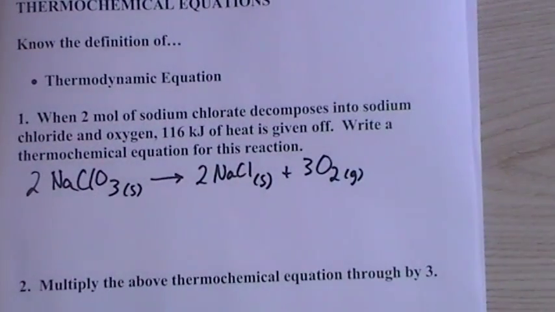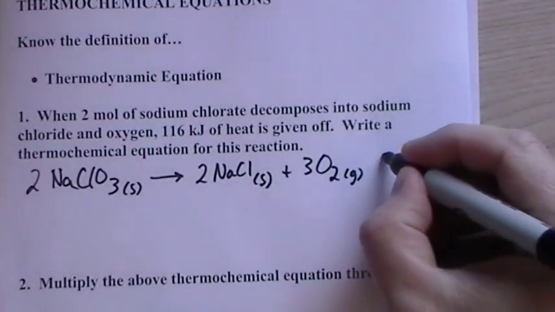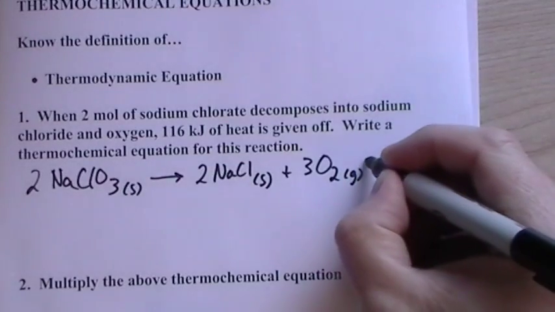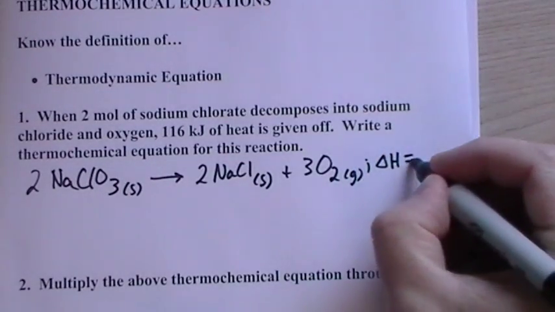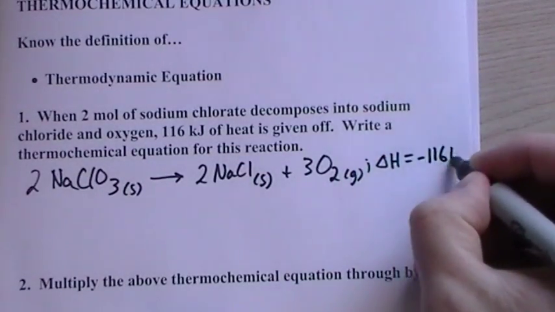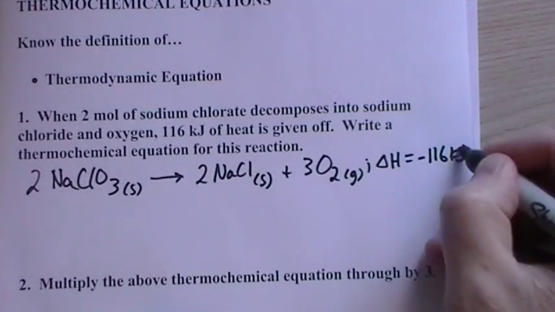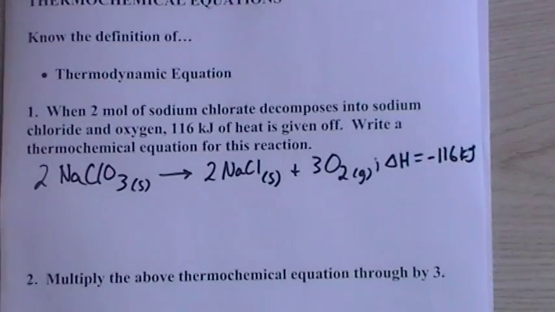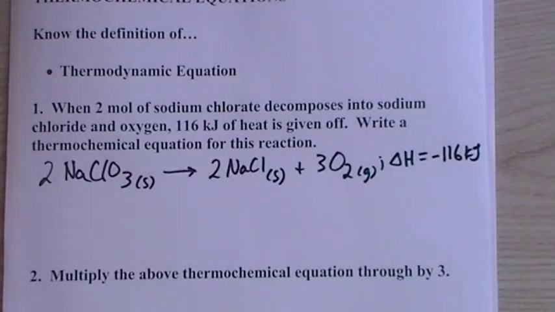And they say 116 kilojoules of energy is given off, so delta H, put a semicolon in here, so delta H is minus 116 kilojoules for this reaction. So just writing it off, so 2 moles, yeah, looks good.